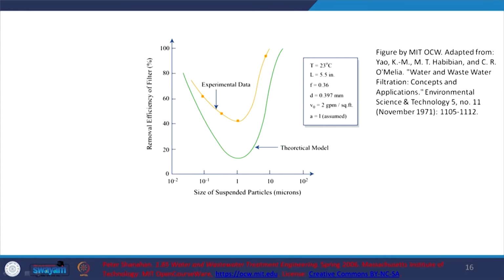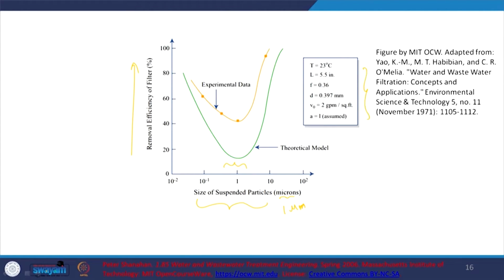We want to look at the efficiency of removal with respect to the size of the relevant particle. Here on the y axis we have removal efficiency of the filter, and here we have suspended particles. As I mentioned earlier too, particles around 1 micron are relatively difficult to remove by filtration, at least with respect to the sizes that we look at. And again, relevant information is mentioned here.